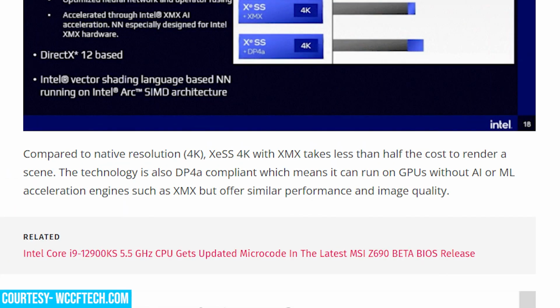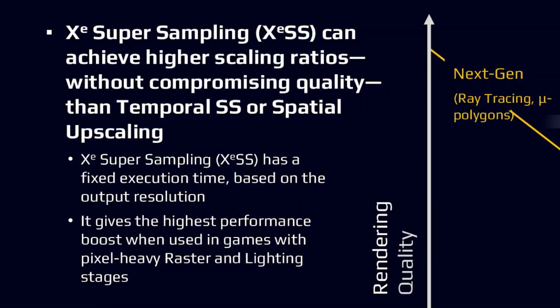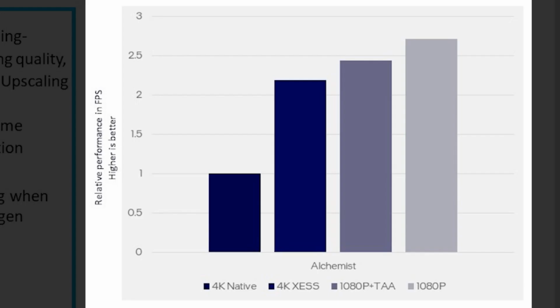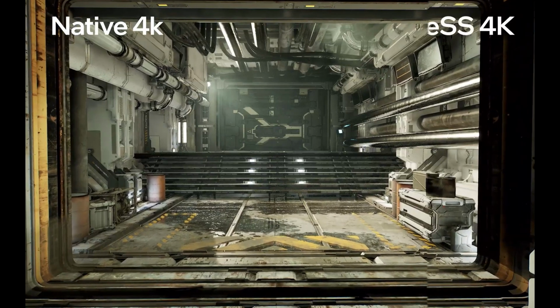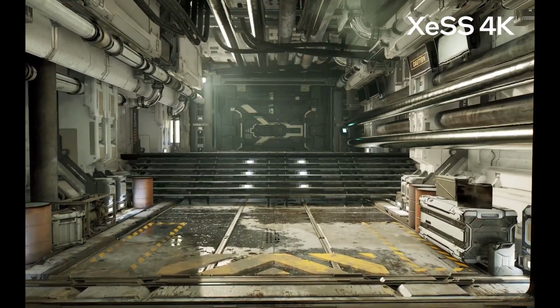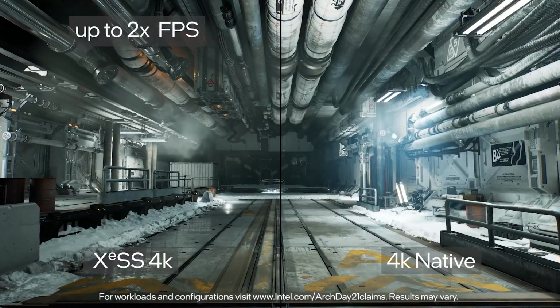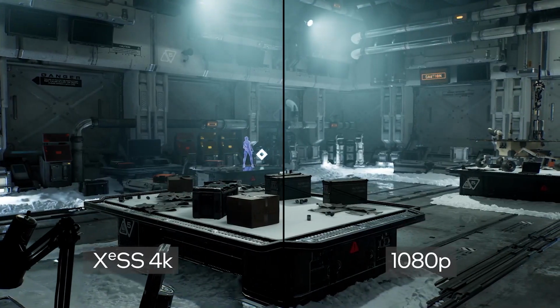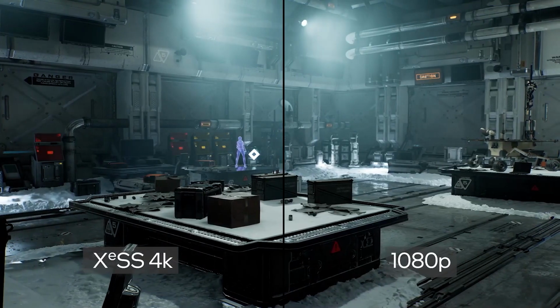According to Intel, XeSS uses half the cost for rendering an image at 4K resolution, and it has a fixed execution time based on the output resolution, which results in around 2.2 times better performance in rendering compared to native 4K. Now from the videos which Intel shared, it does look like XeSS is improving the visual quality and the FPS, but as it was their own presentation, it didn't show any FPS numbers, which might end up being different when the feature comes into the hands of reviewers.